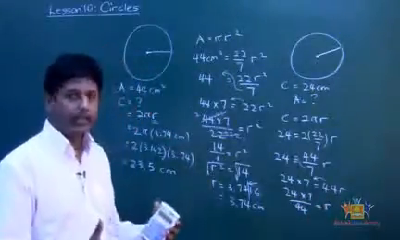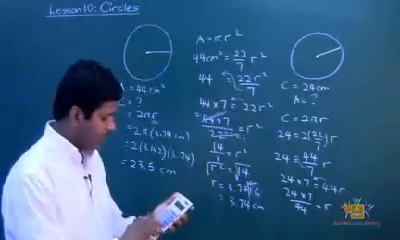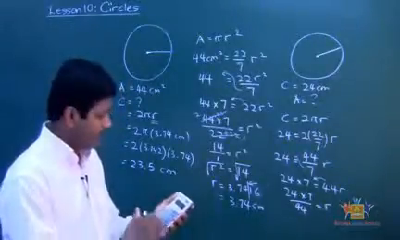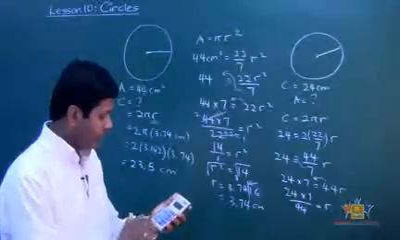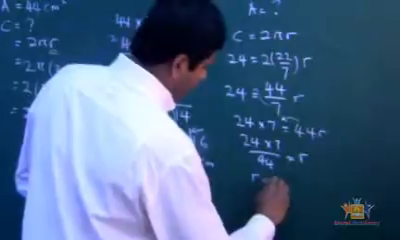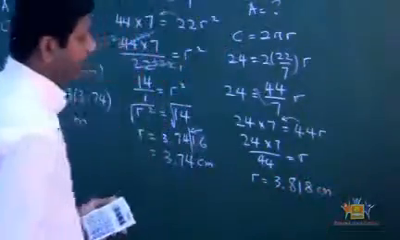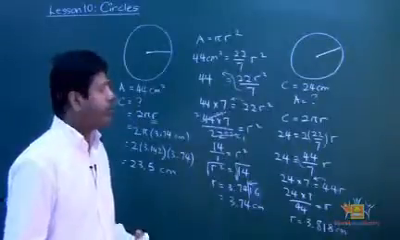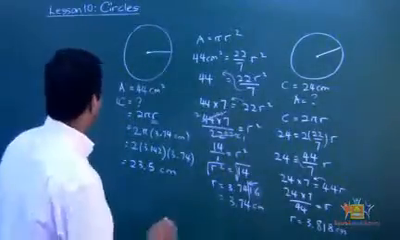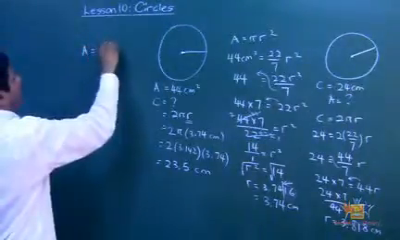So we're going to take the calculator and find out what r is. 24 times 7 is 168, and we divide that by 44. So r equals 3.818 centimeters. The radius is that. Are we done? No, because we're looking for the area. So what's the area formula? The area formula is pi r squared.